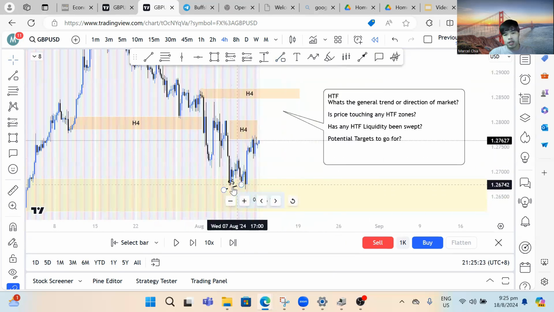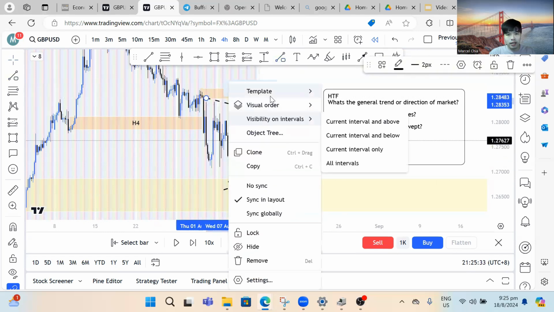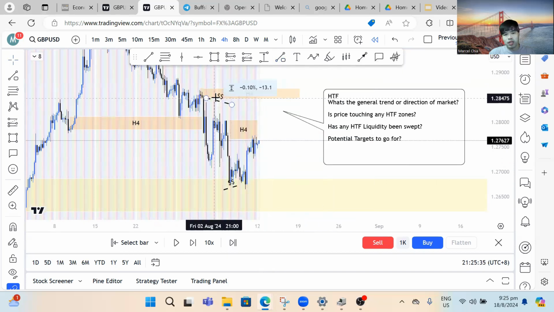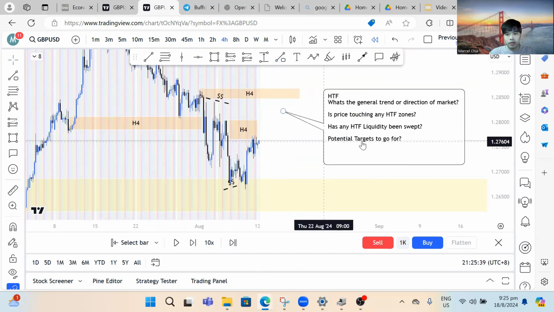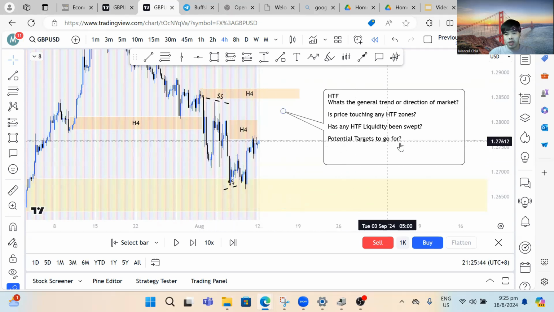So this level of sell side liquidity was swept. This level was also swept, but this is more of a mid time frame liquidity. There's a high time frame liquidity right here, buy side liquidity that's being swept. So these are basically the potential liquidities that we could have identified, so potential targets that we can go for. Armed with this rough information, right?